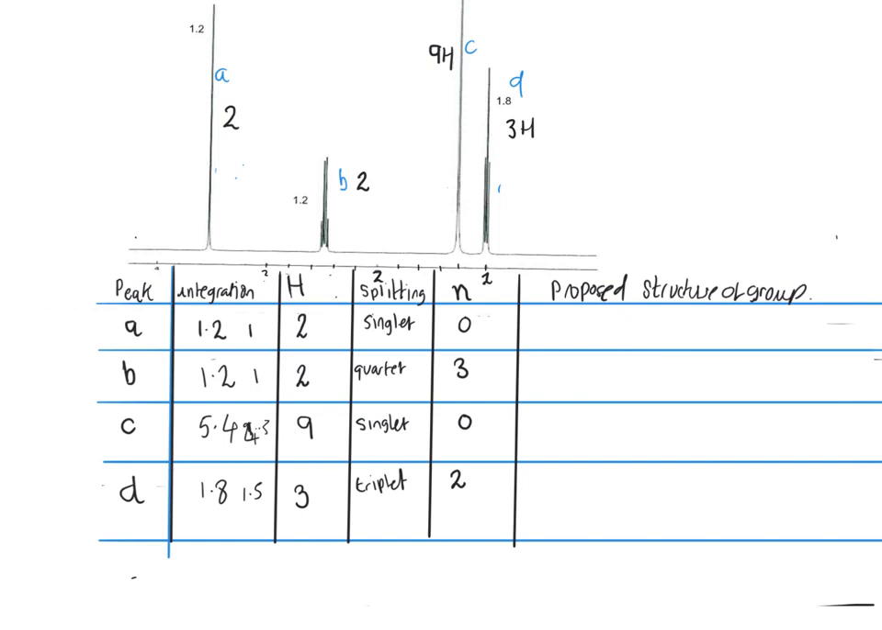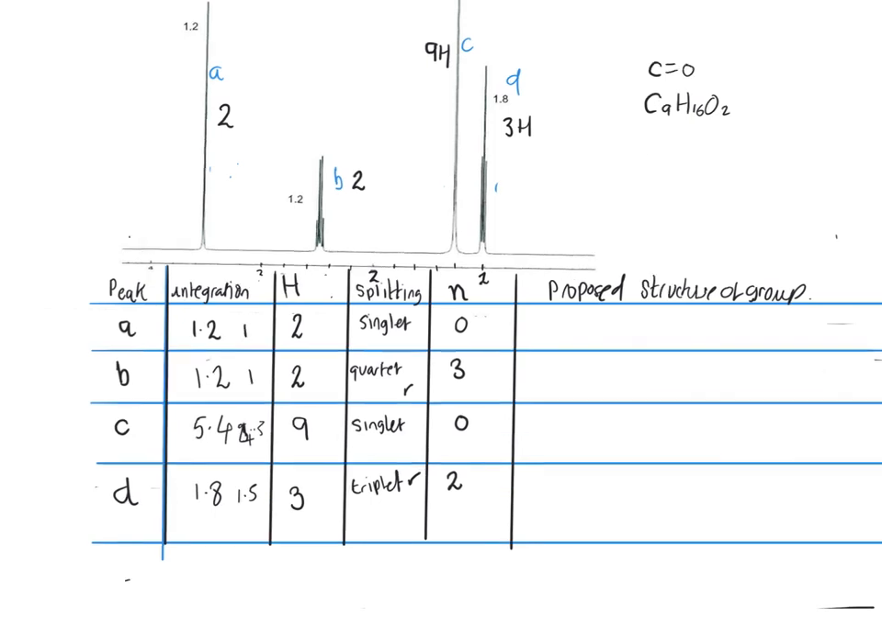So let's recall what we've got so far. We know it's got a C double bond O. We know that the molecular formula is C9H16O2. So let's see what you can deduce from this so far. Remember our little hack: if you see a triplet and a quartet, immediately we know we have an ethyl group in our molecule. So we know so far that we have a carbonyl group, a molecular formula of C9H16O2, and an ethyl group.